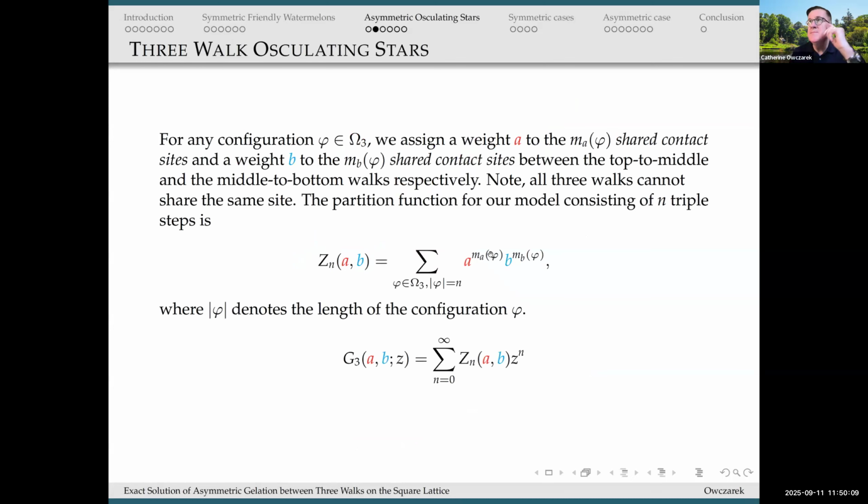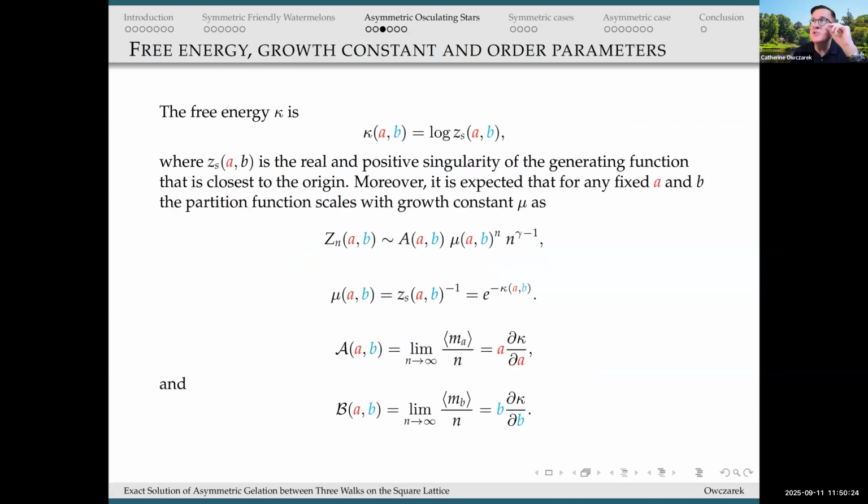And it's a partition function in A and B, and the generating function, which I'm going to label G3, for reasons which will become clear in a moment. And we found G3. So how do we do that? Well, I did find some exponents, and so I don't have time. I'll just do the normal definitions.